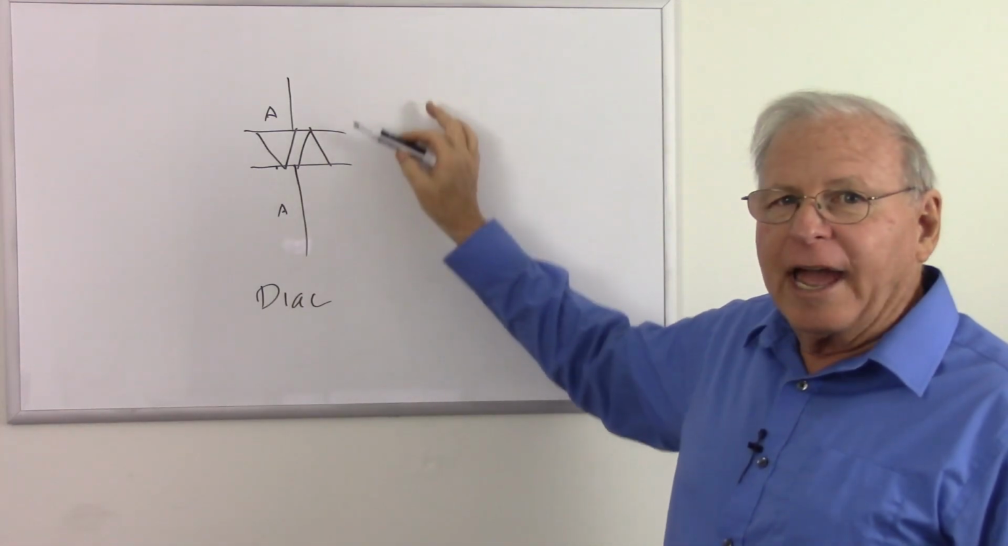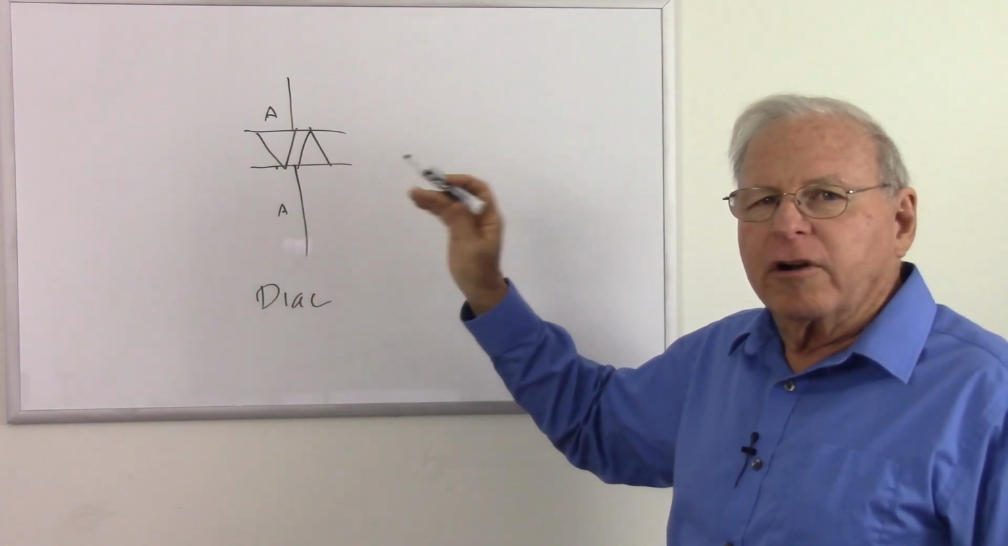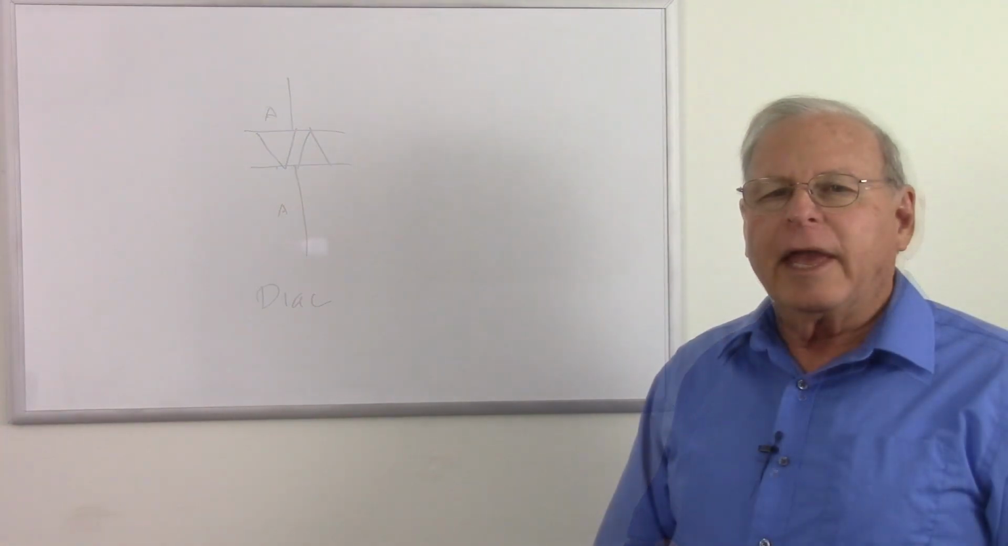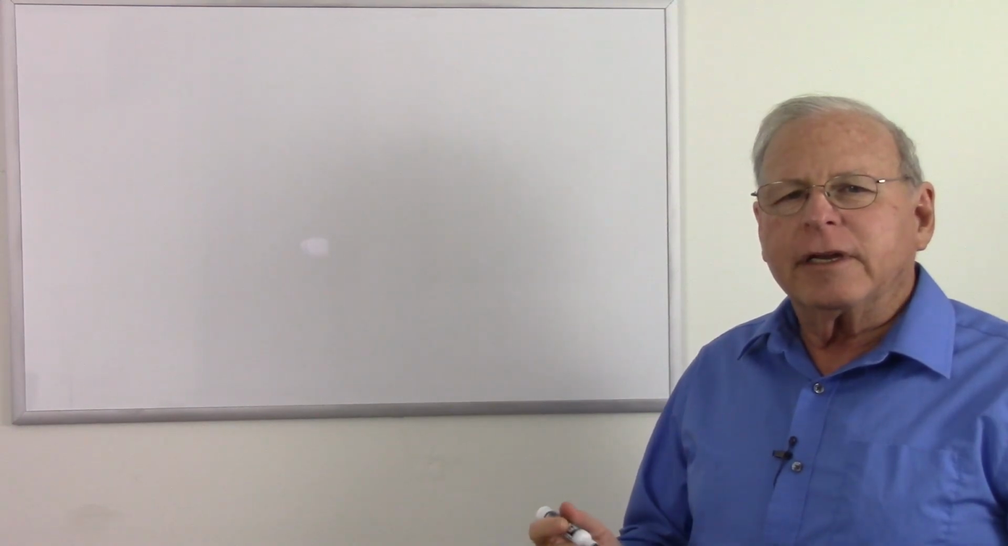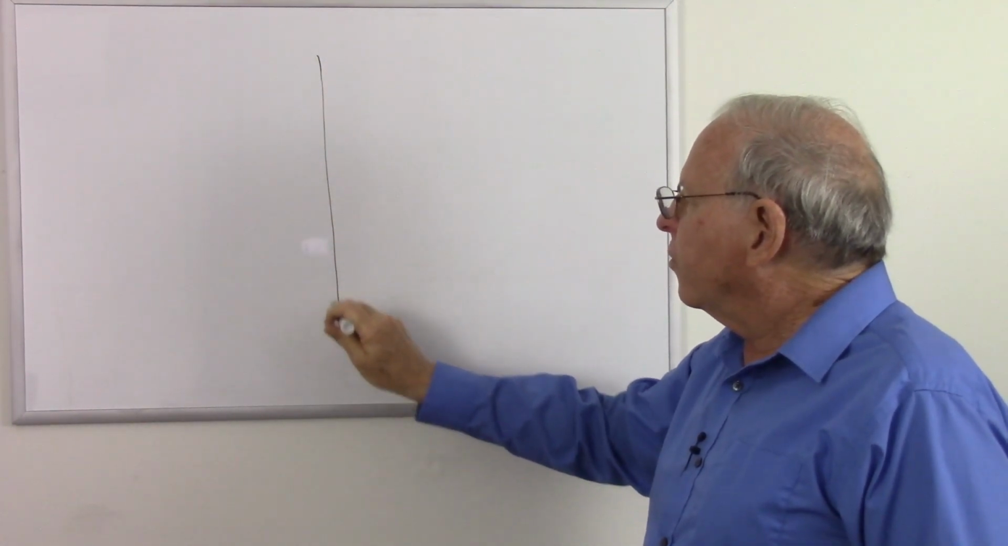So it's like a triac with no gate, so it turns on at a certain voltage. These are often used to trigger SCRs or triacs. And finally, the tunnel diode. To talk about the tunnel diode, I need to look at the entire voltage versus current curve.